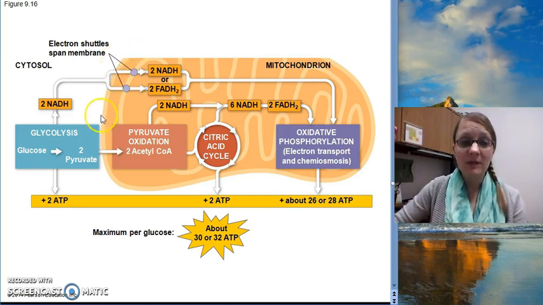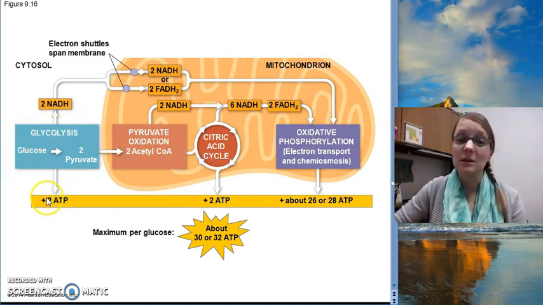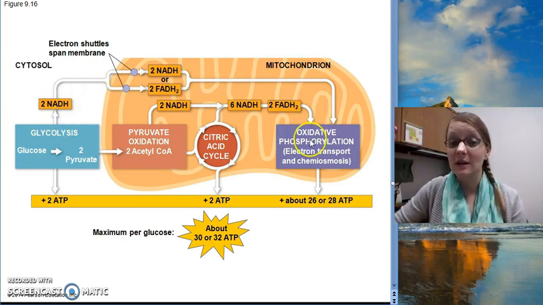So we've got our mitochondria here, right? And then we have our stages of cellular respiration. Remember, glycolysis happens in the cytosol, produces a little bit of ATP, and it also grabs a hold of some of those high energy electrons for use later on here in oxidative phosphorylation. Glycolysis produces those two pyruvates.